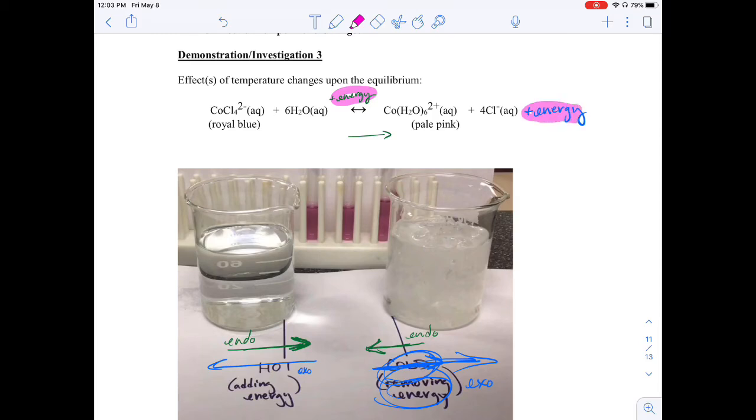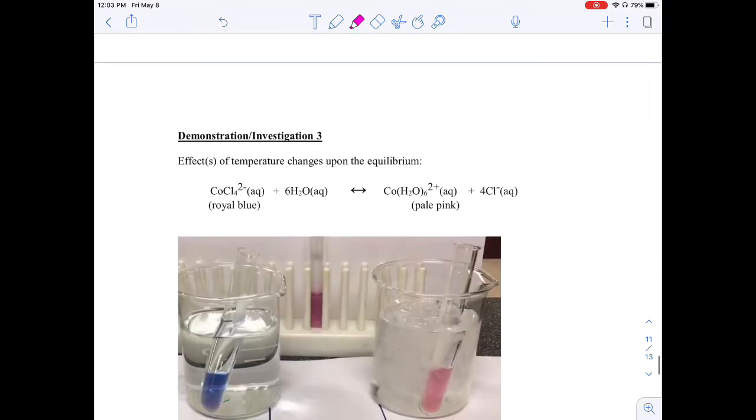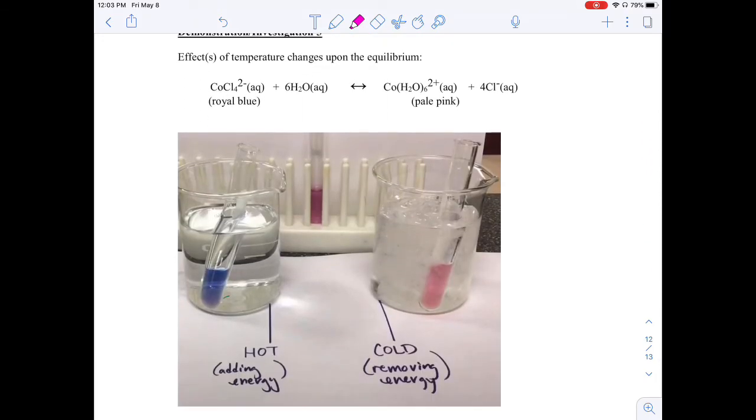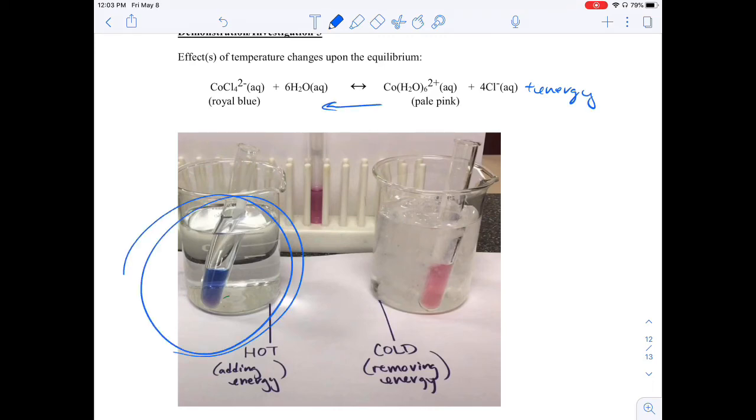So now, the results of this reaction are that as it is heated, it becomes more blue. And if it's cooled, it becomes a lighter pink. So if I had energy here and I heated it up, it needs to shift this way to use it. And that's what we see here. We get a more blue color because the energy is being used up. We've heated it and it's being used up.